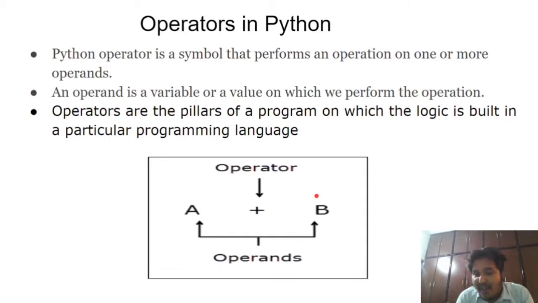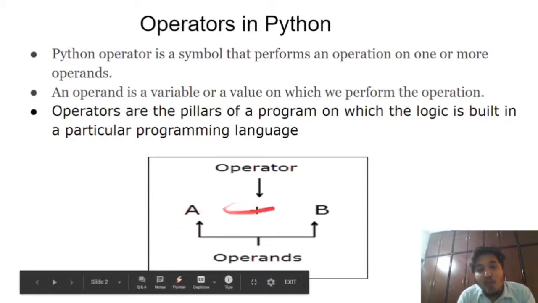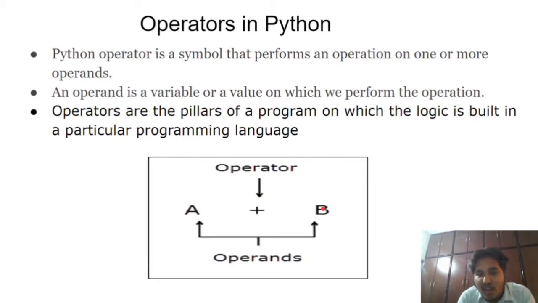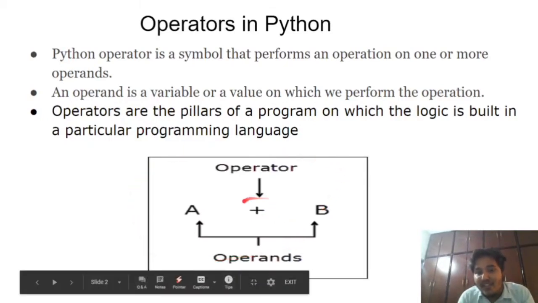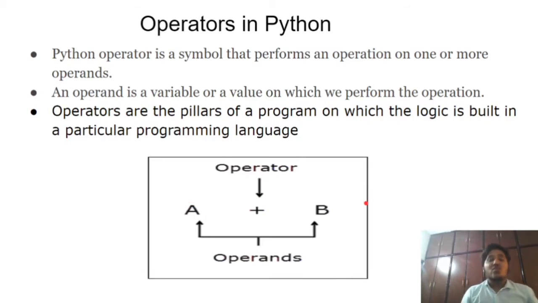First, operands are the things on which we need to perform the operator. A comma B are called operands. Plus is called the operator. This entire thing is called the operation. So we are performing the plus operation on A comma B values. Is this clear? An operand is a variable or value on which we perform the operation.